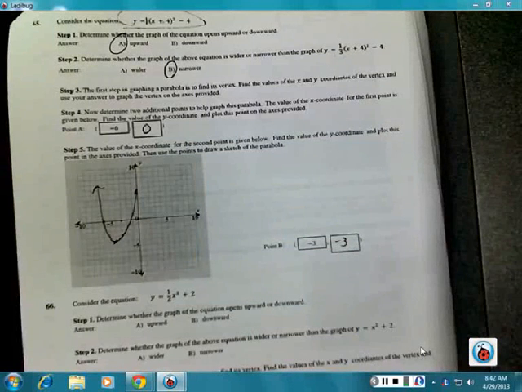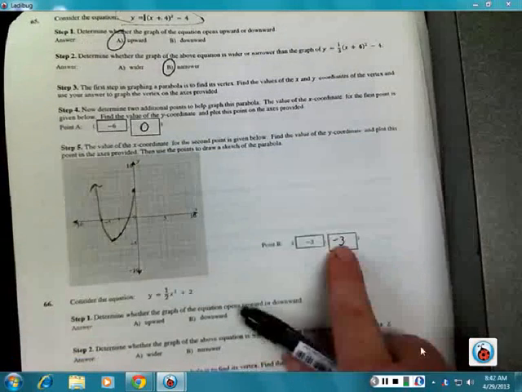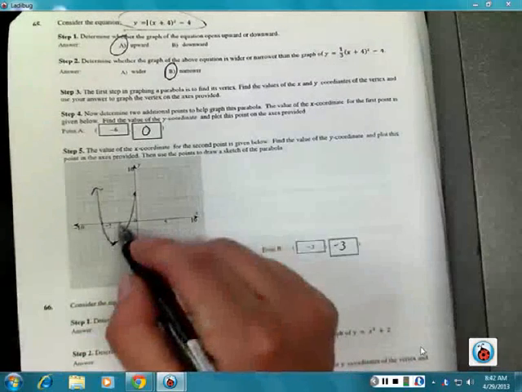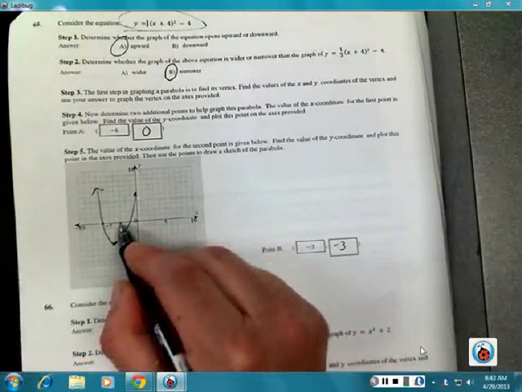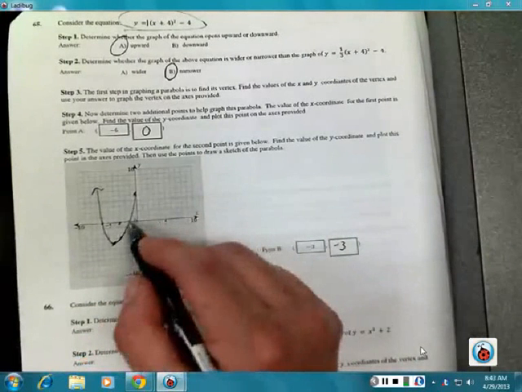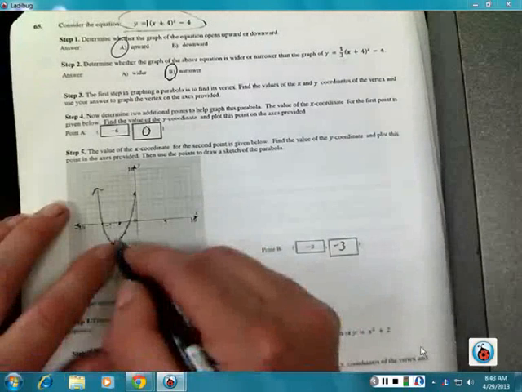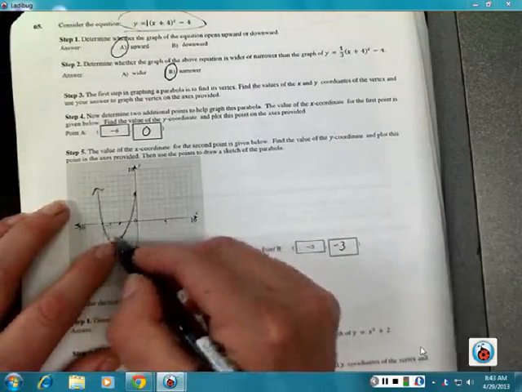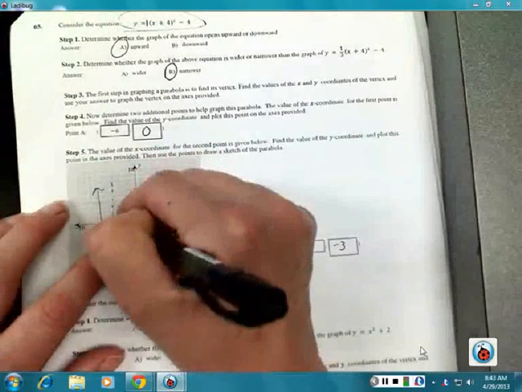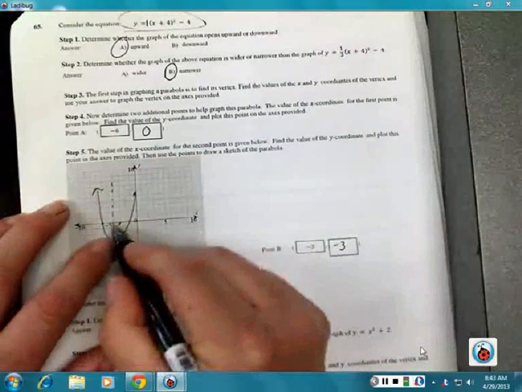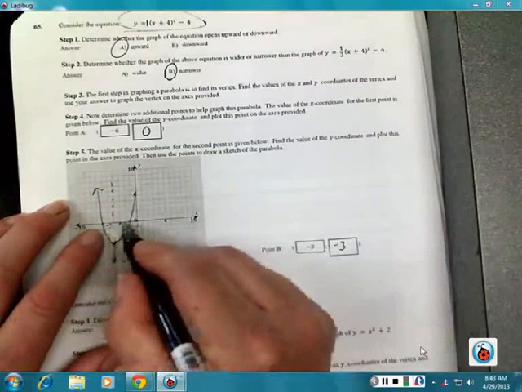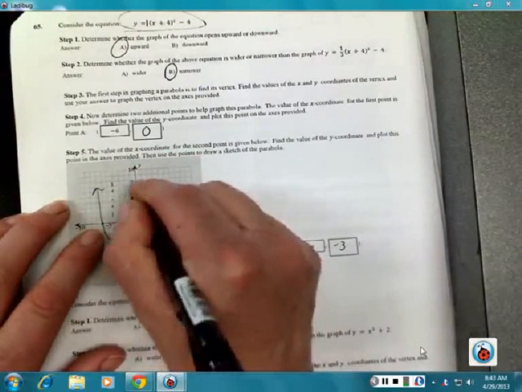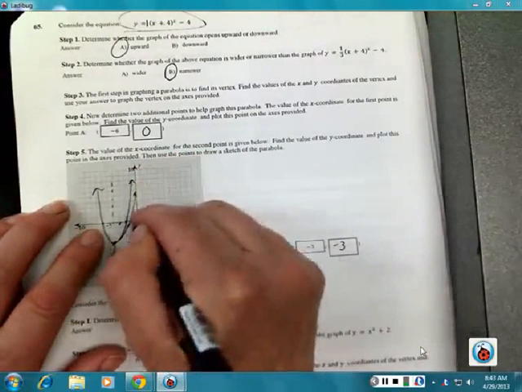Yes? Where did you get your negative 3? Where did I get my negative 3? I know where you got it. Where did I put it? Right here? Then why is it over here? Because if you look, negative 3 down 3 is right here. And I might be off because my line of symmetry is coming right straight through here. So I should be over 2, 1, 2. It should be coming through here. This graph should be coming through that spot. I'm off a little bit here. Okay? Yep.